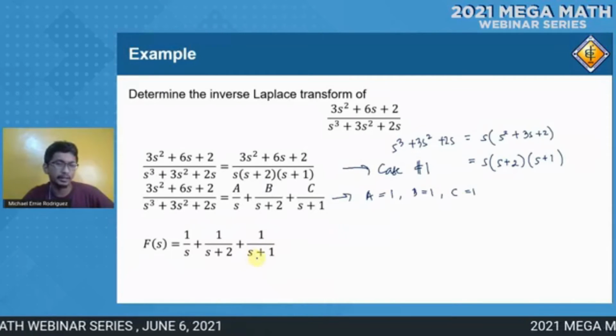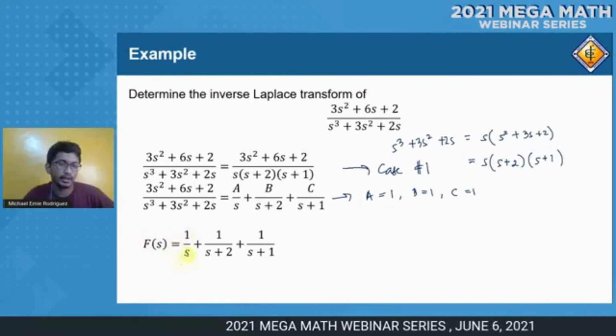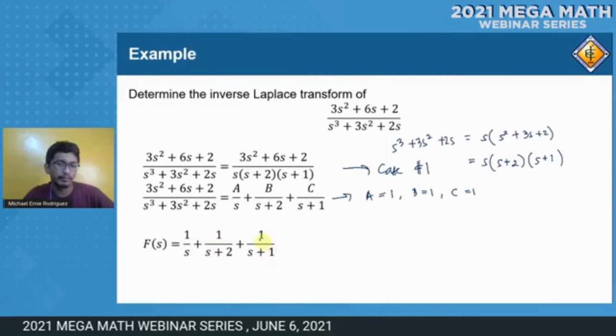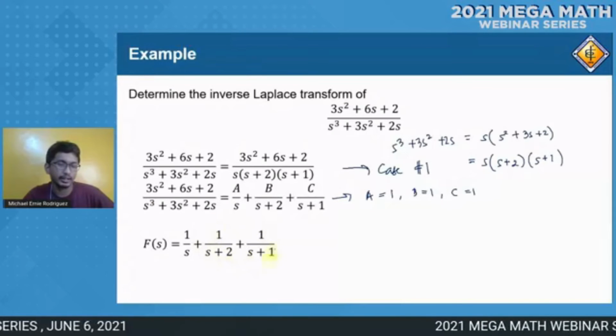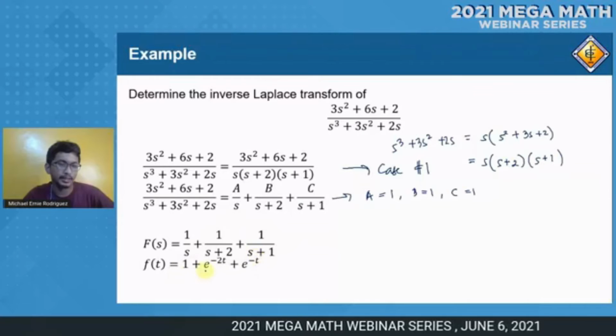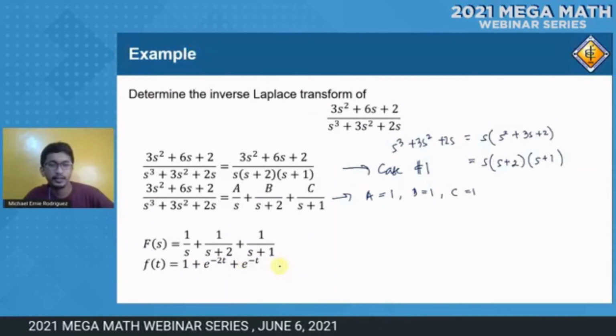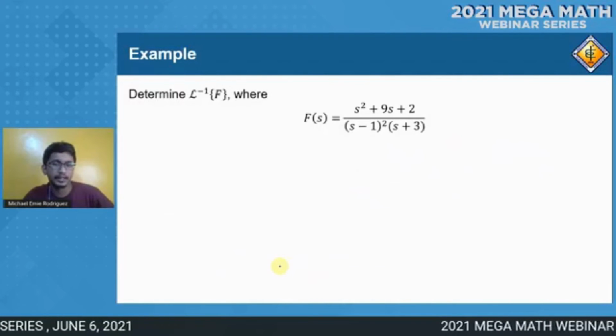And then applying inverse Laplace transform for your F of S, makuha mo yung f of t. So we have, this is formula number 1, formula number 5, yung second and third terms natin. So we have 1 plus e raised to negative 2t plus e raised to negative t. Okay? So that is our inverse Laplace transform.